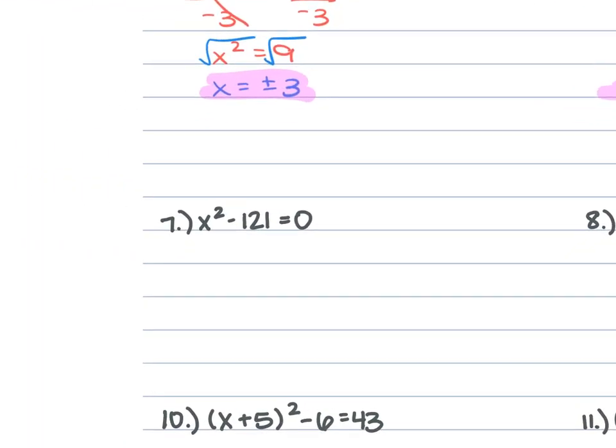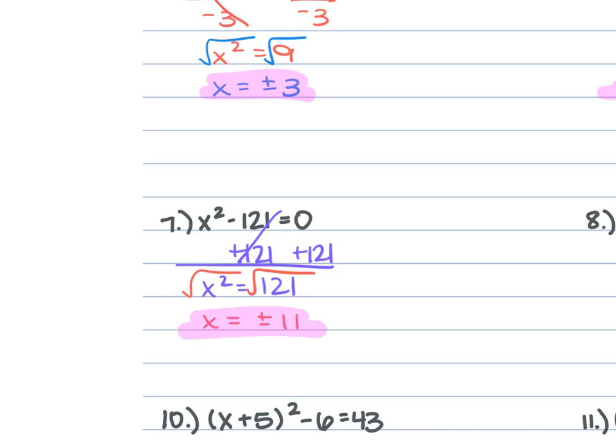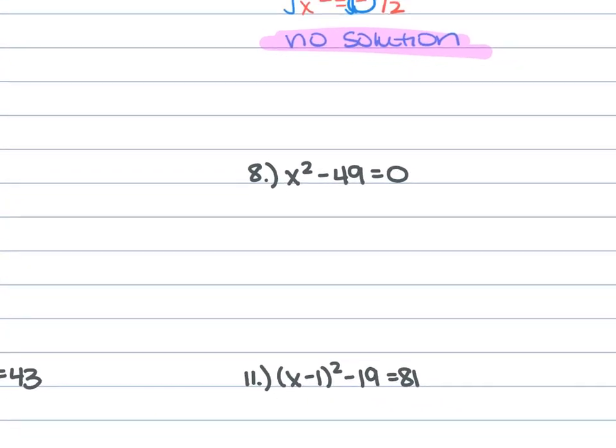For 7, we're given x squared minus 121 is equal to 0, so we're going to add the 121 to both sides. So x squared is equal to 121. We take the square root of both sides, and x is equal to plus or minus 11. For 8, we have x squared minus 49 is equal to 0. So add the 49 to both sides. We're left with x squared is equal to 49. Then take the square root of both sides. So x is equal to plus or minus 7.